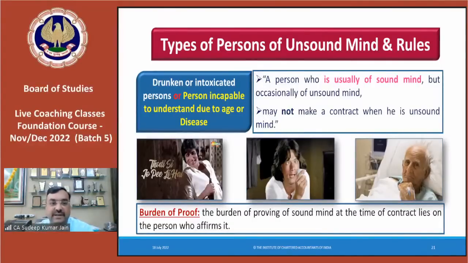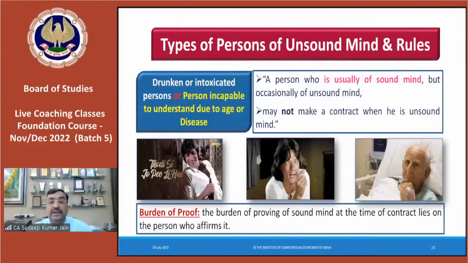And one more category, one more person in this category, the person incapable to understand due to age or disease. एक वो पर्सन भी आता है जो बीमार है या बुजुर्ग, क्योंकि वैसे सही है, कोई दिक्कत नहीं है, लेकिन कभी कभी उसकी प्रॉब्लम हो जाती है, वो समझ नहीं पाता है चीजों. तो this is the person who is usually of sound mind but occasionally of unsound mind, may not make a contract when he is of unsound mind, right?